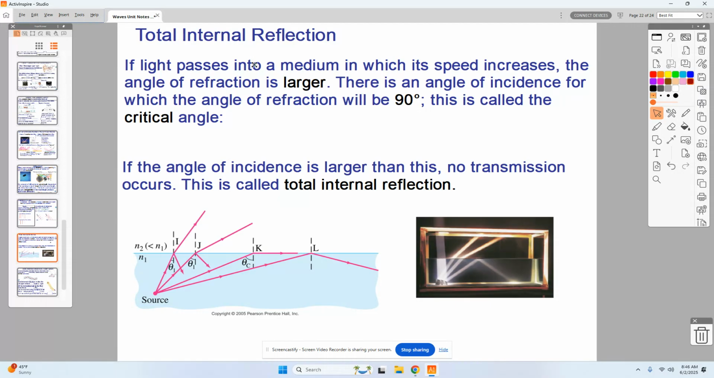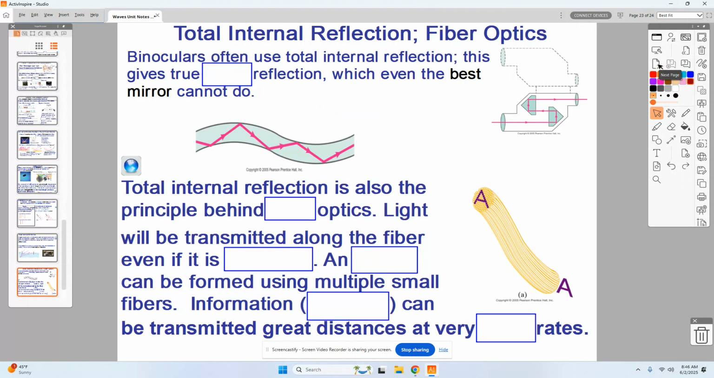So total internal reflection is the last of the 4 topics that we want to look at: reflection, diffraction, refraction, and total internal reflection. Again, this is a key part of what we call fiber optics. Binoculars will also use total internal reflection. That gives true 100% reflection. Mirrors are not able to do that.